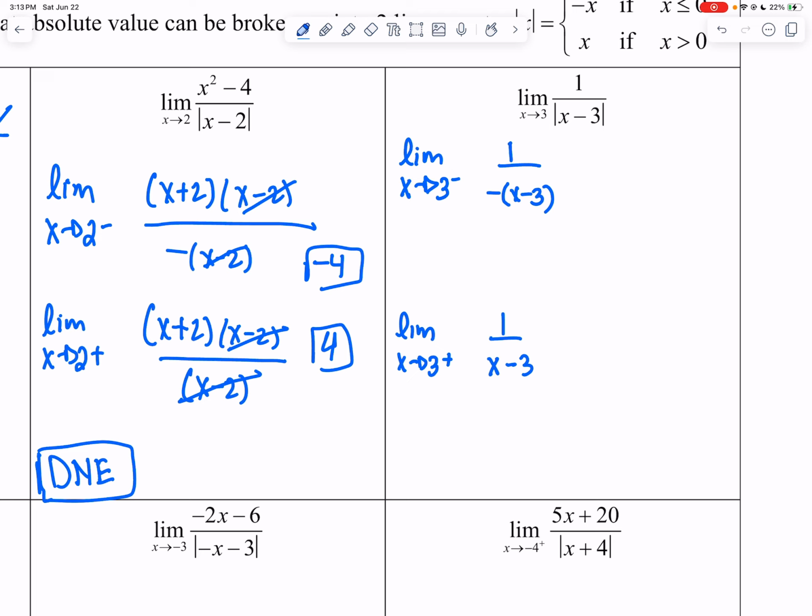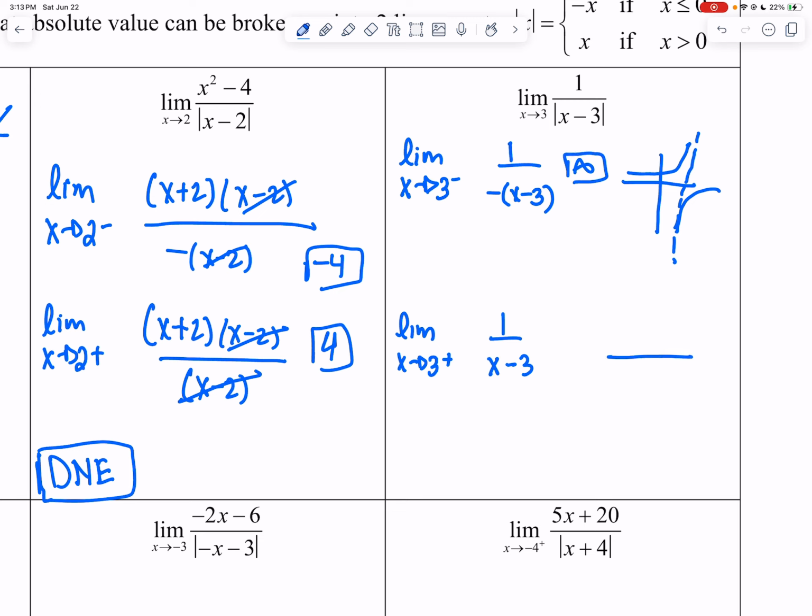All right. Now, what I'm going to do is think about this two ways. The first way is sketching what 1 over x minus 3 is and what 1 over negative x minus 3 is. If I were to sketch this right here, 1 over negative x minus 3 is going to look something like this. And if I'm looking at 3 from the left, I'm going to have negative infinity.